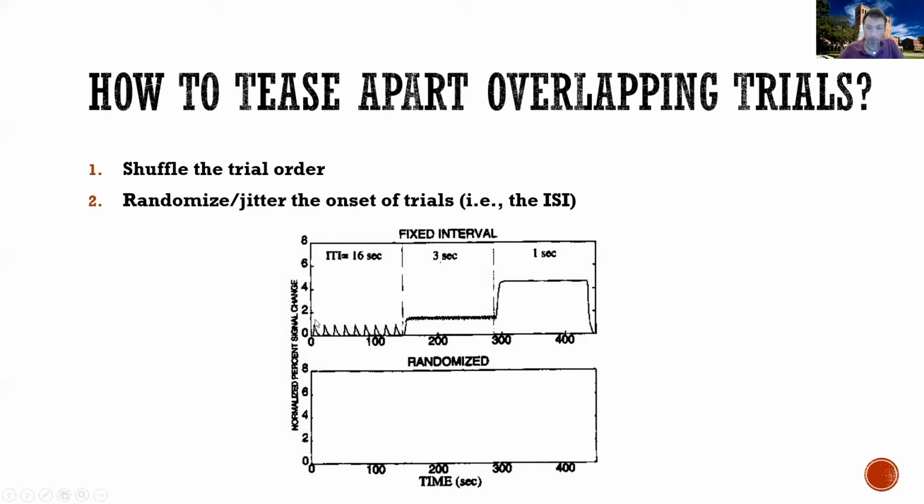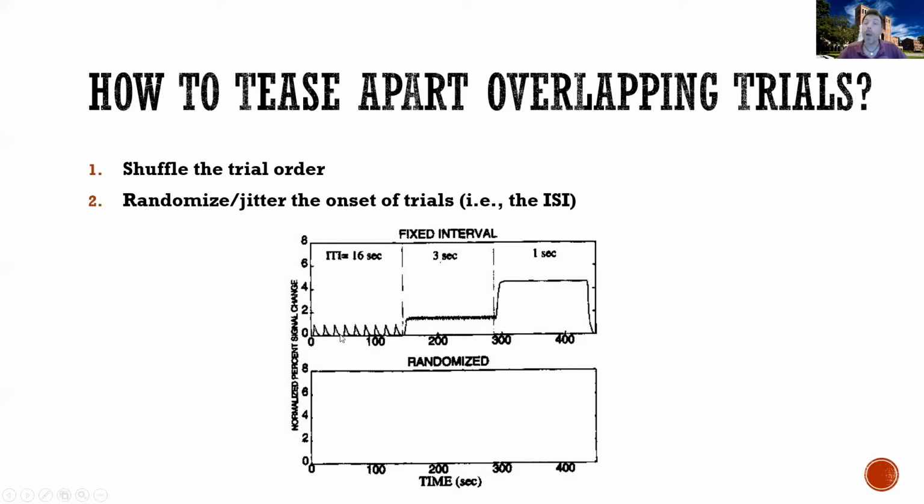So what you're seeing here on the top part of this graphic is time on the x-axis and the signal change on the y-axis. Now, if you imagine having a number of trials and you put them 16 seconds apart, so the inter-trial interval is 16 seconds, you see here you get trial 1, then exactly 16 seconds later, trial 2, and trial 3, and trial 4, and trial 5. You can see the full response to each trial.